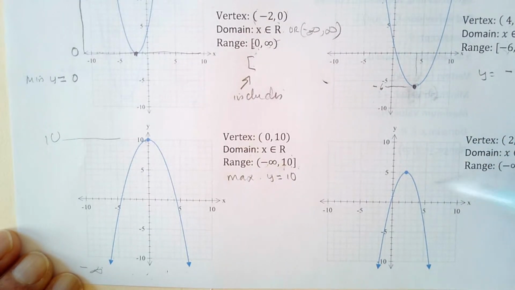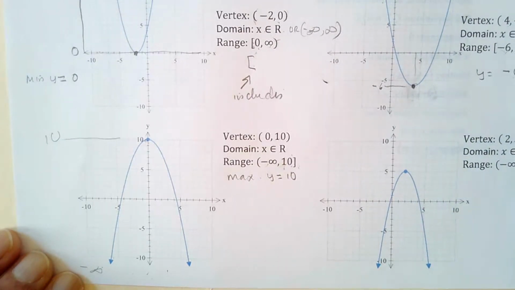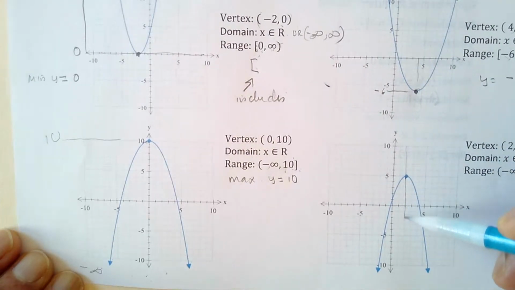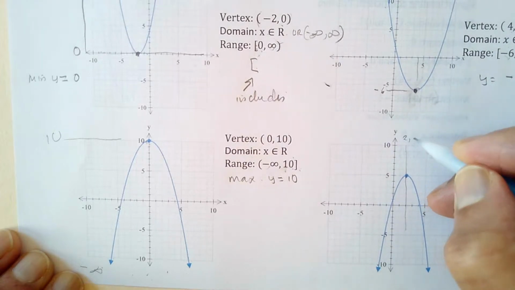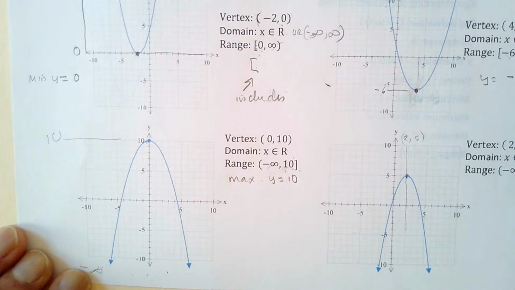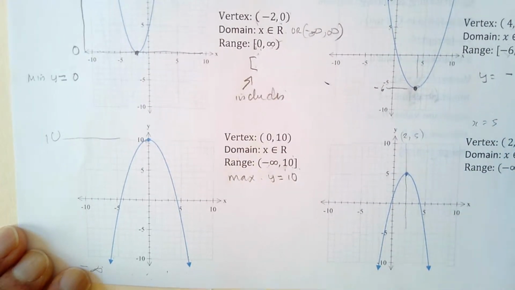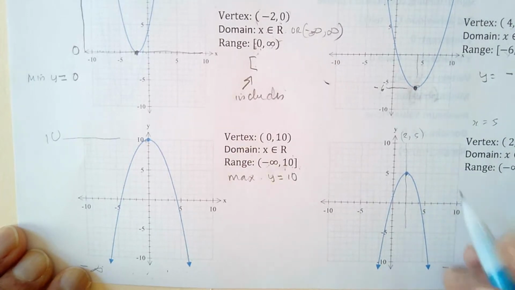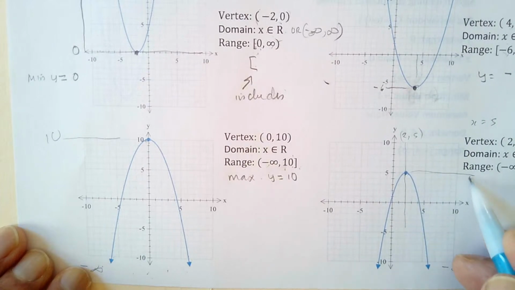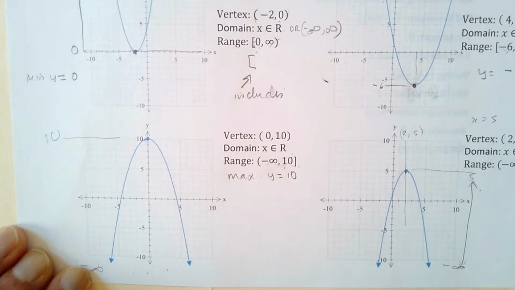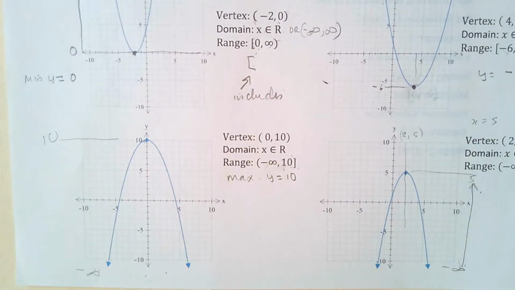The next one, your vertex is 2, 5. So we have that here. And by the way, your axis of symmetry is right down the middle, through your 2, 5, which is x equals 2. So you would write your axis of symmetry as x equals 2. Your range now is from negative infinity to 5. So negative infinity to 5 is your range.